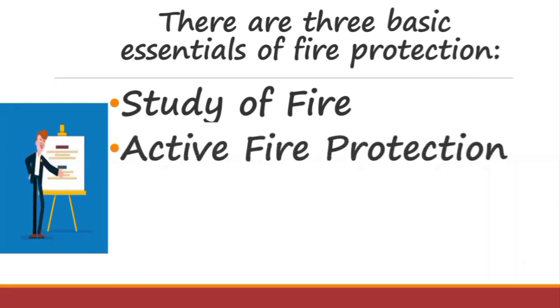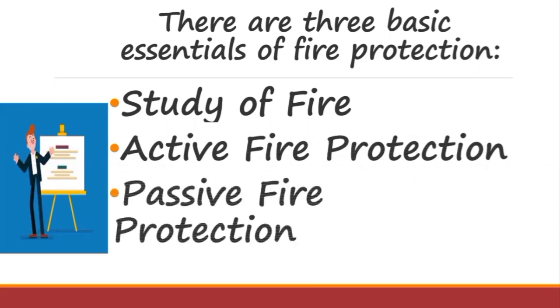Next is the active fire protection, and the last one is the passive fire protection. What is the distinction between these two? When we say active fire protection, it includes manual or automatic detection of fire. Again, it includes herein the manual or automatic detection of fire.